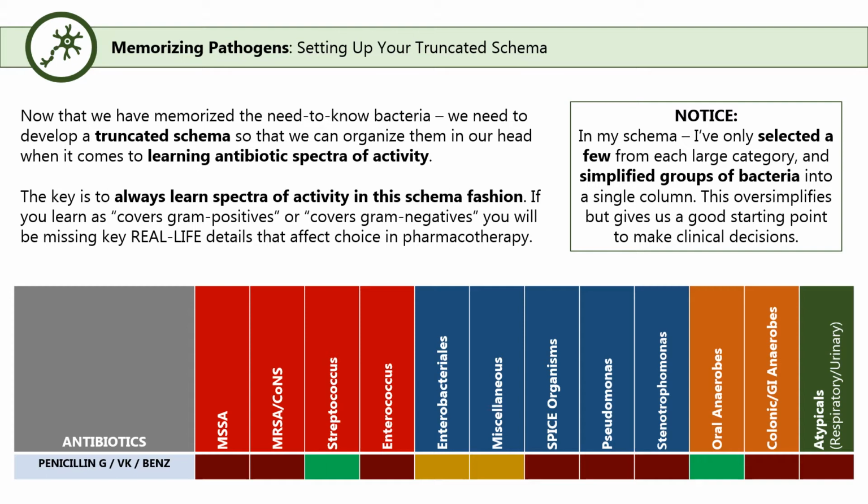Using the groups we've memorized, I've placed them into this table every time I think about them. The three relevant gram-positive organisms only: Staph, Strep, and Enterococcus, and you see I split MSSA and MRSA. The four groups of gram-negatives: Enterobacterales, miscellaneous, and then the two distinct non-lactose fermenters, Pseudomonas and Stenotrophomonas. The oral and the enteric anaerobes, and then just the respiratory atypicals. Using this schema every time you are considering possible pathogens or learning spectra of activity will help you think like an ID clinician.